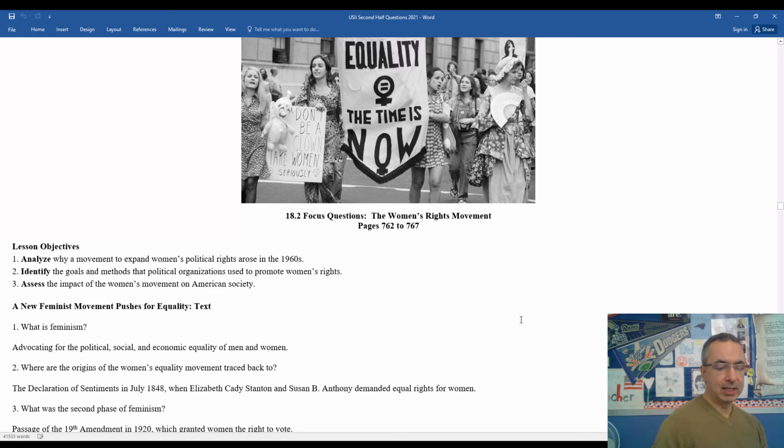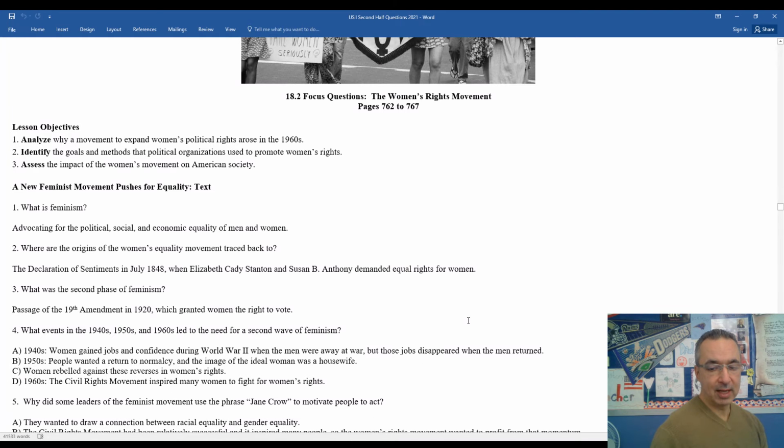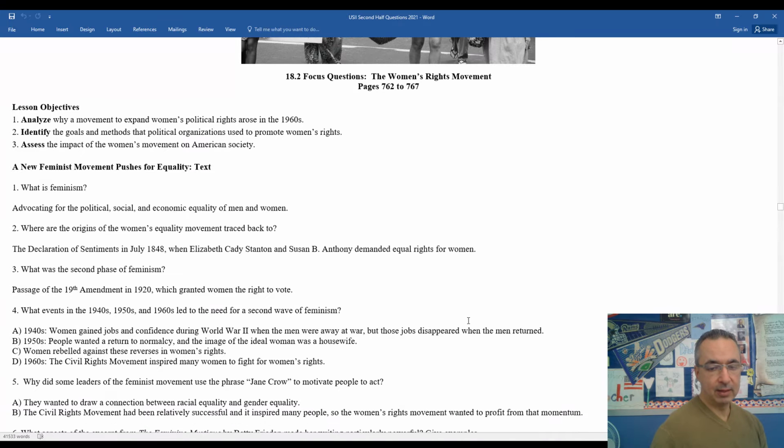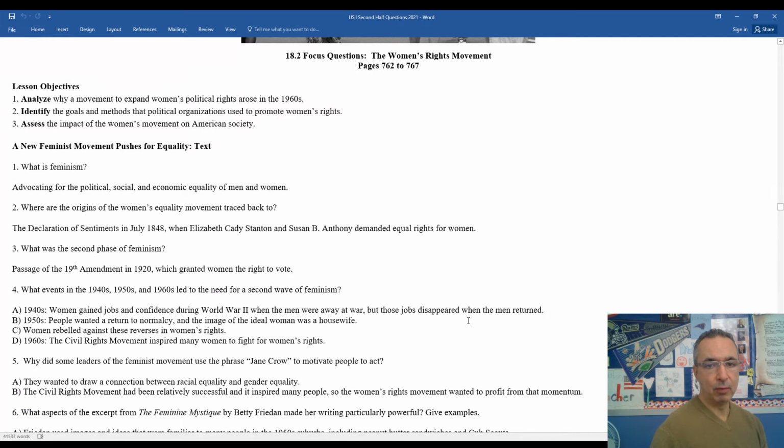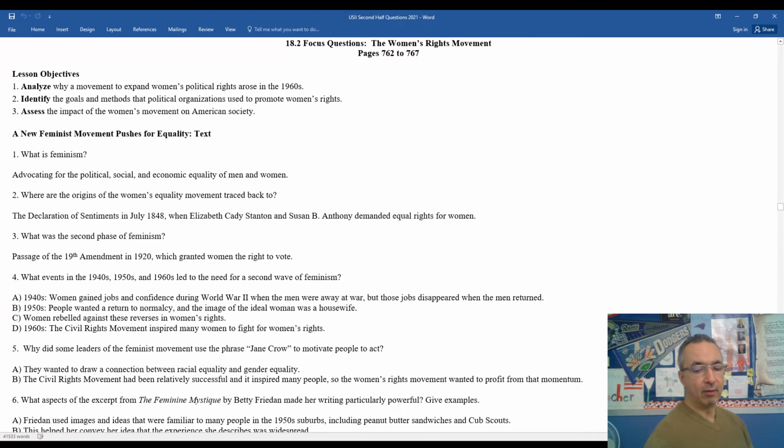So if you go back to 1848, which is the answer to number two, the Declaration of Sentiments, which was issued in July of 1848. This included Elizabeth Cady Stanton, later on Susan B. Anthony, Lucretia Mott, and many other women's rights leaders who were working towards this broader goal of bringing equality and equal rights to and for women.